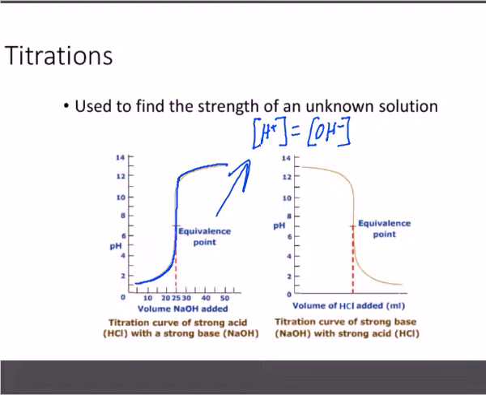Okay? So what you're doing, I'm going to show you an example here in just a minute of what's happening, is you're going to have an unknown solution. You know the volume of your solution, but you don't know the molarity. That's what you're going to be figuring out by performing a titration. This is where stoichiometry comes into play. We're going to be using what are called neutralization reactions.